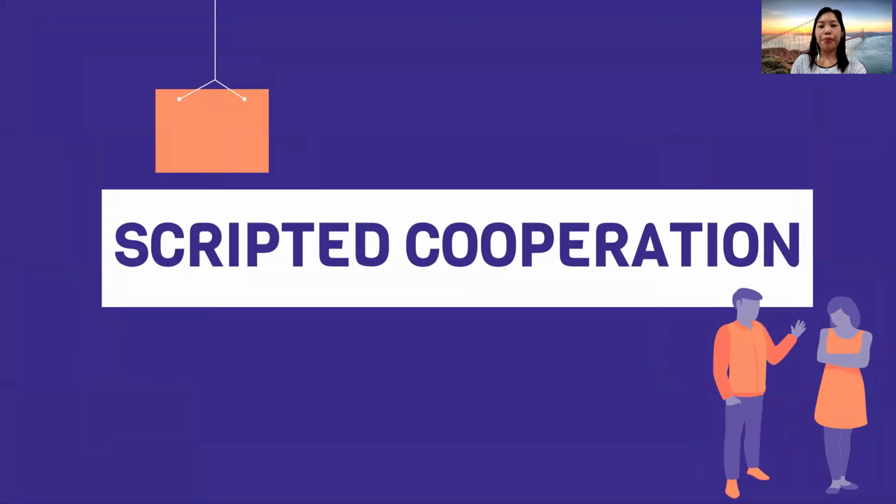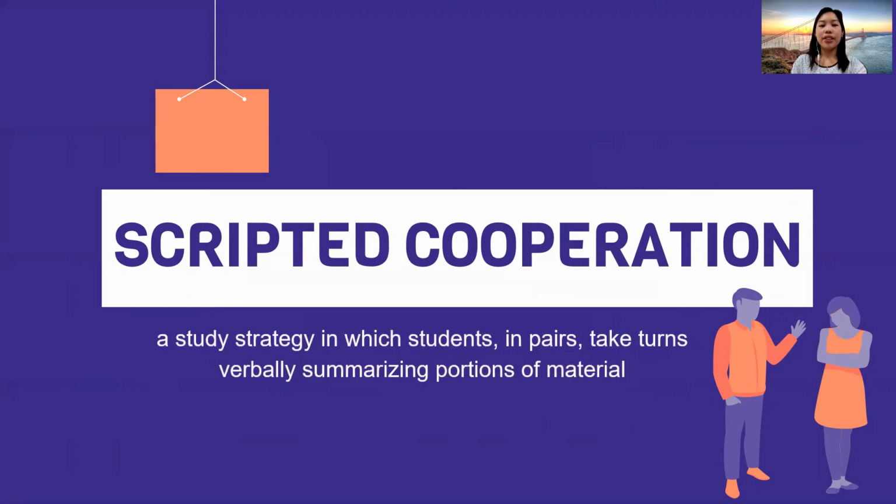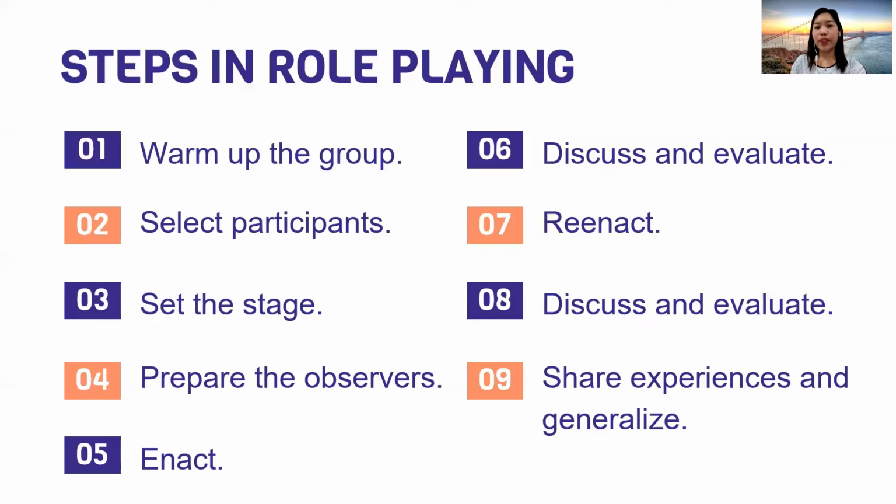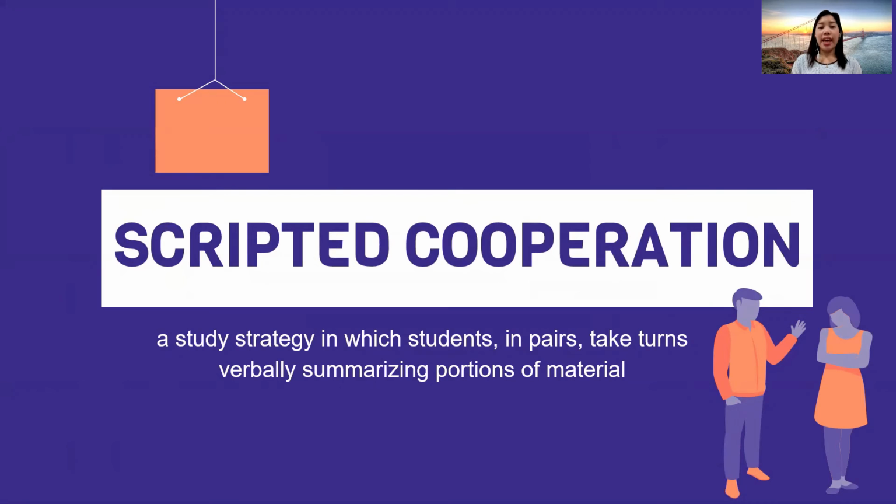Lastly, scripted cooperation. It is a study strategy in which students, in pairs, take turns verbally summarizing portions of material. They use a collaboration script, which is a set of instructions used to improve collaborative learning among students in technology-enhanced environments. It provides students with guidance, ensuring that each learner participates actively and equally. This technique was examined based on the MURDER method that was developed by Dansereau in 1979.